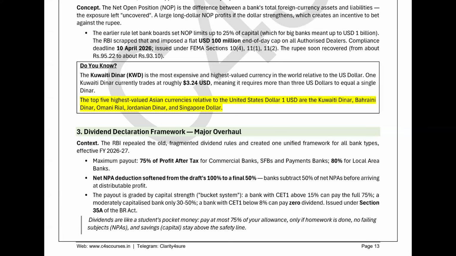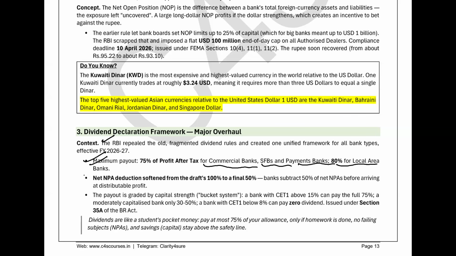Now please try to understand the third point, that is the dividend declaration framework. That is a major overhaul. What is it talking about? Please have a look. The context is talking about the RBI replaced the fragmented dividend rules and created one unified framework for all bank types effective from financial year 2026-27. The maximum payout is 75% of profit after tax for commercial banks, small finance banks, and payment banks, and 80% for local area banks.